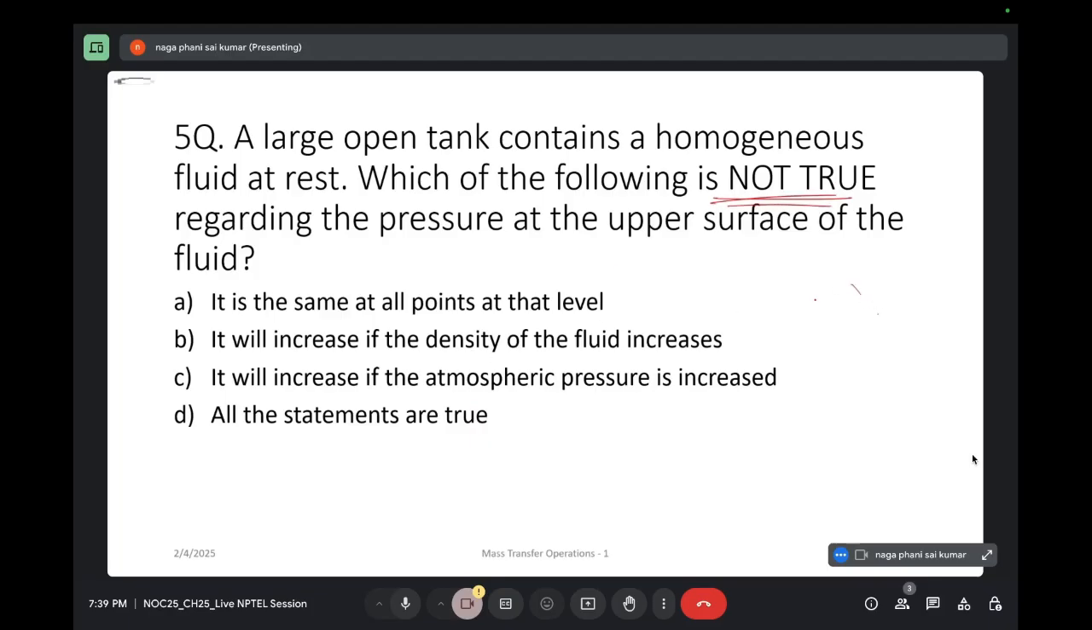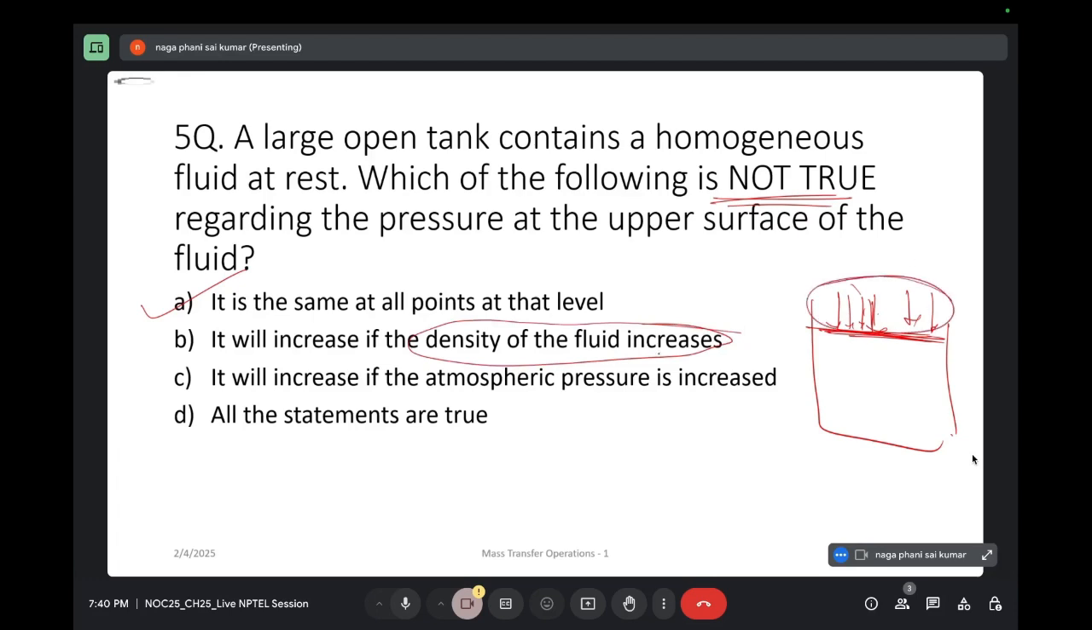So at the top surface, or the upper surface, only atmospheric pressure will be acting, right? And also it will be the same at all the points at the same level. Okay, so option A is correct. Then, it will increase if the density of the fluid increases. This doesn't have anything to do with the density of the fluid, right? Because this is atmospheric pressure. Even if you change the density of this fluid, nothing is going to change in the atmospheric pressure, right? So this is the wrong answer.